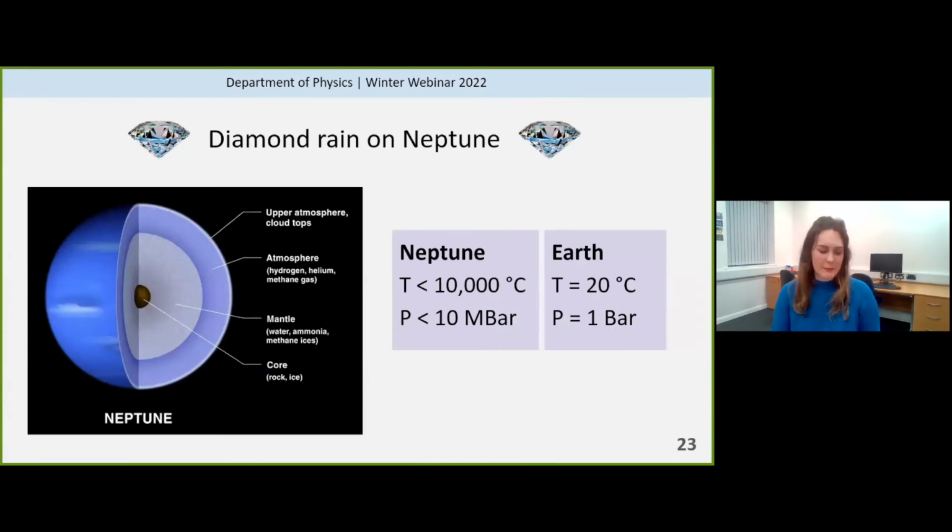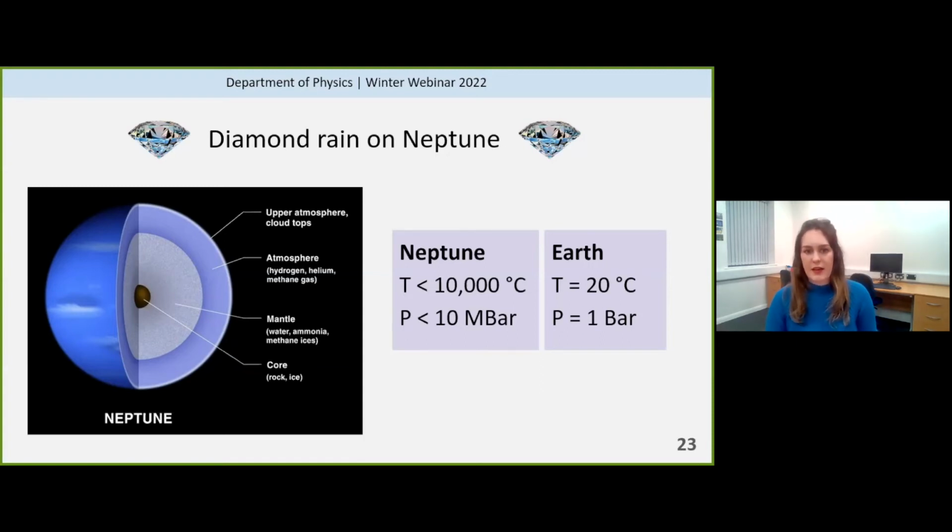So I've got one final example in terms of laboratory astrophysics, and this one is a slightly clickbait title, but looking at diamond rain on Neptune. So Neptune and Uranus are both classified as icy planets, where the ice refers to the fact that it contains light elements containing hydrogen, so materials such as water, ammonia, and methane, which we'll touch on again later.